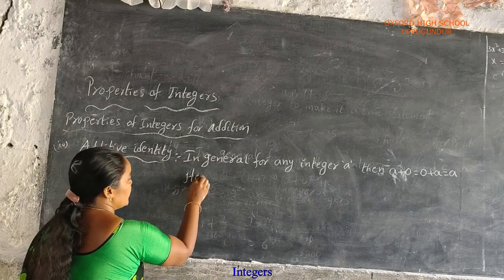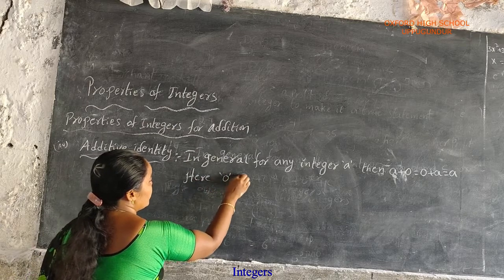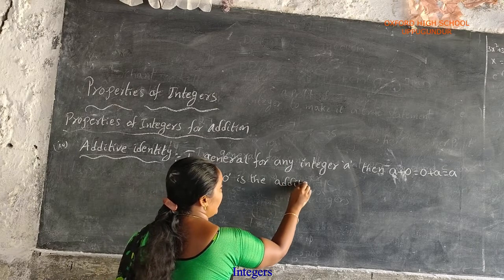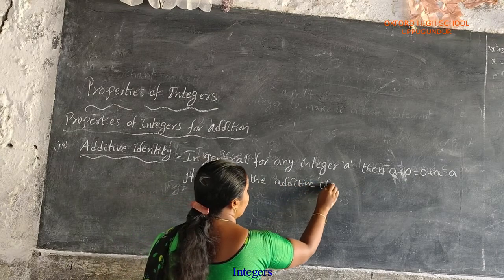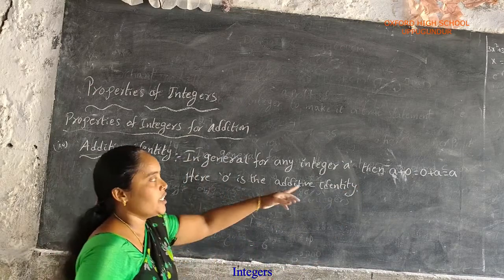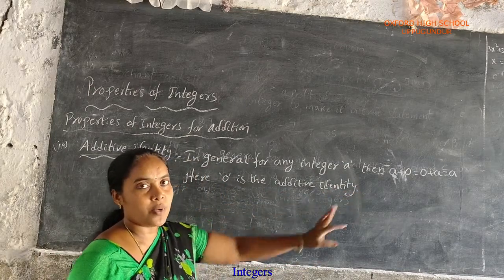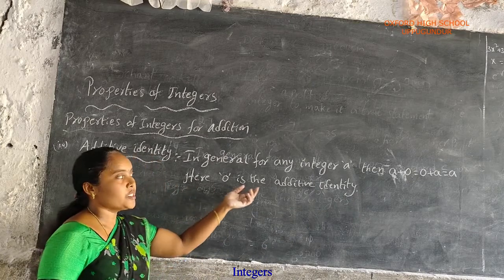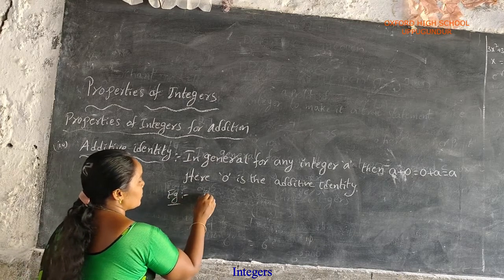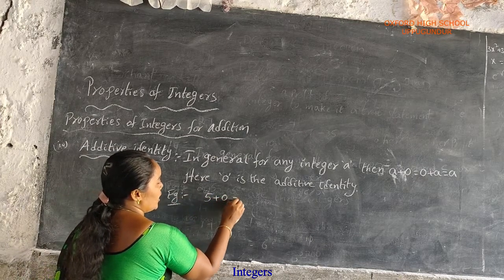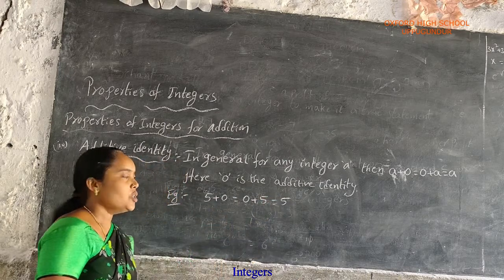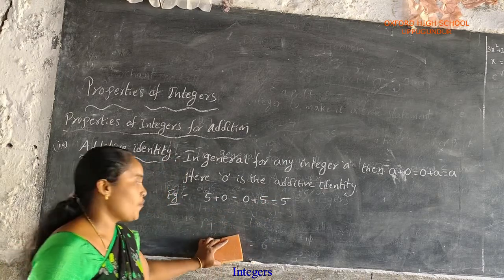Here 0 is the additive identity. In general, for any integer a, a plus 0 equals 0 plus a equals a. Here 0 is the additive identity. Example, 5 plus 0 equals 0 plus 5 equals 5.